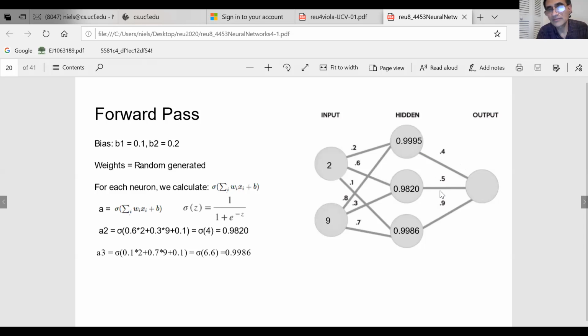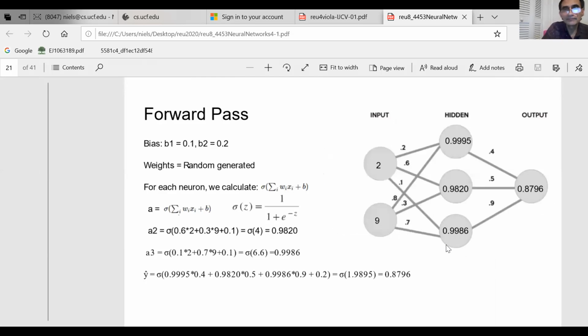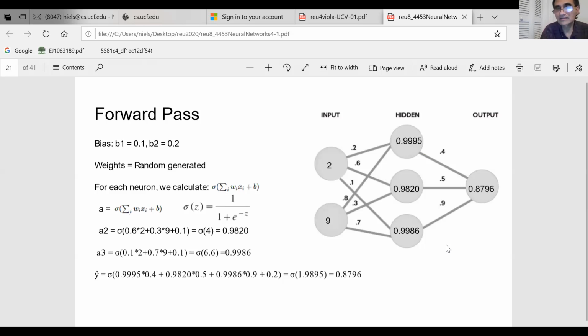So we do all of that. We multiply this by this, this by this, and this by this. We get some number, we feed that into the sigmoid, and then we finally get the final answer, which is 0.8796. Do you see how we got the 0.8796 answer?